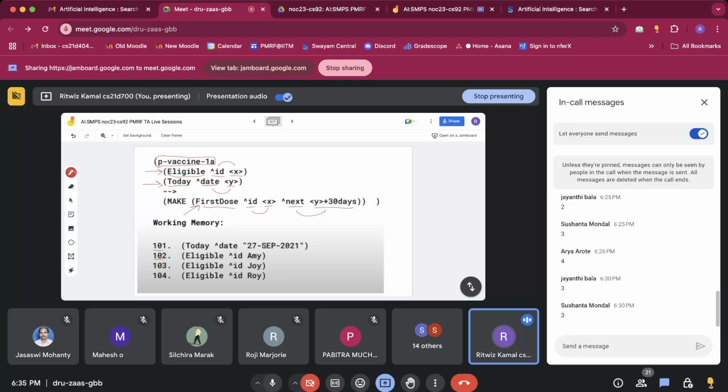Okay, any guesses on what the conflict set could be constituted of? Which of the working memory elements do you think can be used? Tell me one combination of the working memory elements that can be used with this rule. So remember the two preconditions that we have in the rule. We must have some eligible ID of a person, and we must have today's date as something.